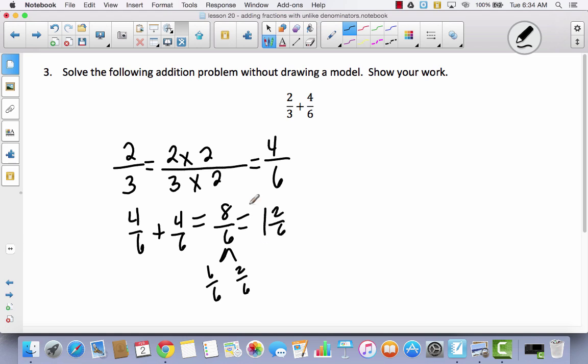Okay, again, I know the number line strategy was pretty complicated. I actually think that this is probably the easiest strategy to use. Okay, and this is the strategy that's most efficient and that we will work towards.